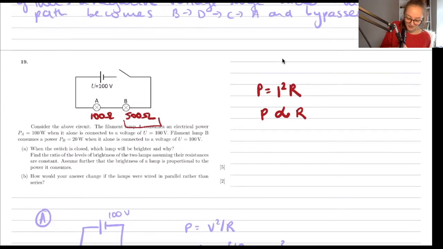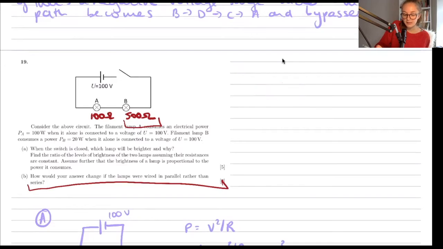Okay, so then in the next question, they asked how this would be different if it was connected in parallel rather than series. So now in this case, we can't say that the current is the same between both of them anymore, can we? Because the current splits depending on the resistance of the lamps. But we do know that the voltage across both the lamps this time will be the same, because in parallel, the voltage will be the same across each branch.